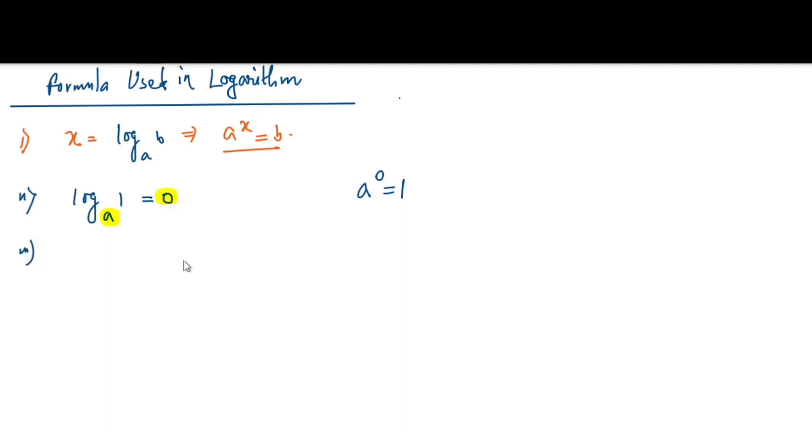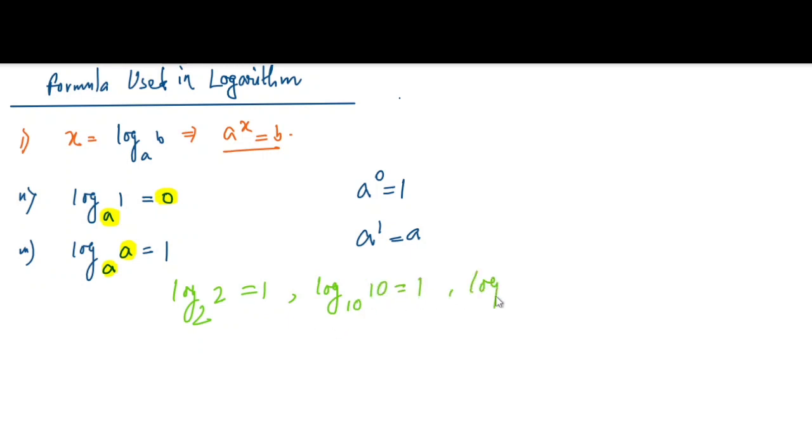Third, as we all know, a to the power 1 equals a, right? So if I express this, log a base a equals 1. If the base and the value of the logarithm are equal, here you can see this a is also a, then it will be 1. For example, log 2 base 2 equals 1, log 10 base 10 equals 1, log 3 base 3 equals 1. Whatever it is, if the base and the value are the same, the log is 1.